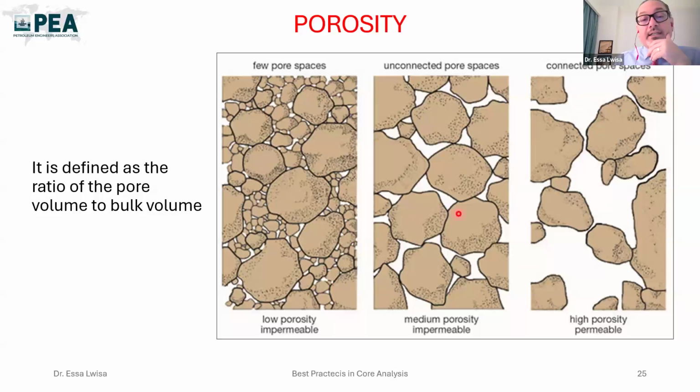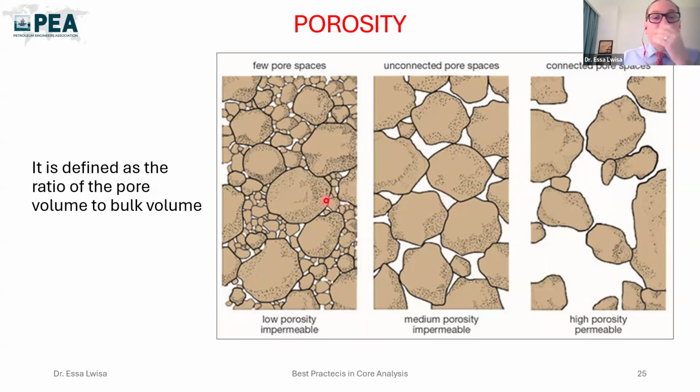And look at the picture in the middle. I have good pores. Porosity is good. However, permeability is very low. Why? Because those pores are barely connected, and I think most of them are not connected. So even though we have good porosity, permeability will be low.